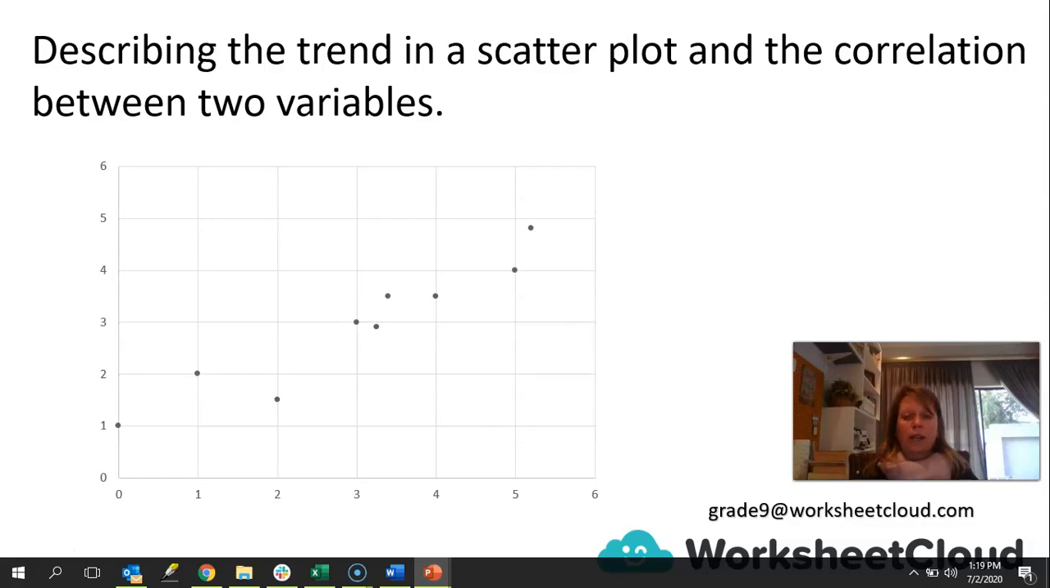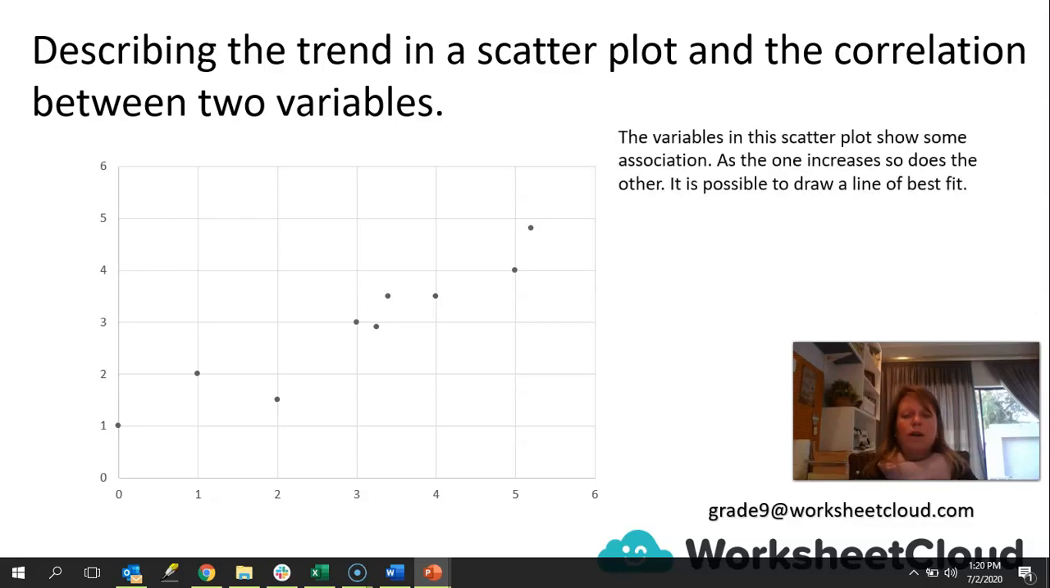So here is a scatter plot, and as you can see, there are just points all over the graph. Now the variables in the scatter plot show some association. So they are related in some way. As the one increases, so does the other. In other words, as the x increases, so does the y value increase. And as the x would decrease, so the y value would decrease. So it is possible here to draw a line of best fit.